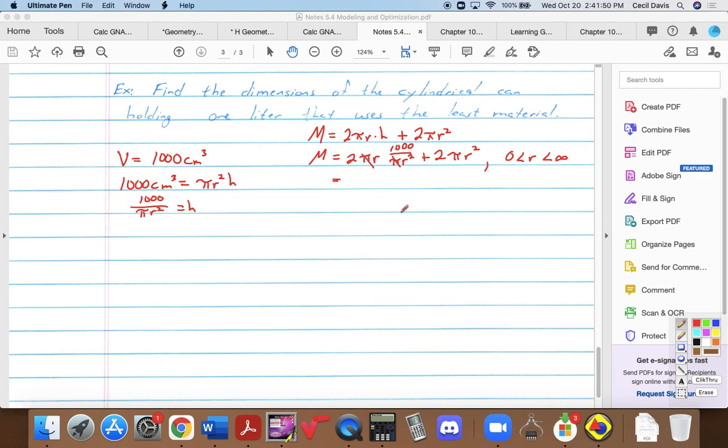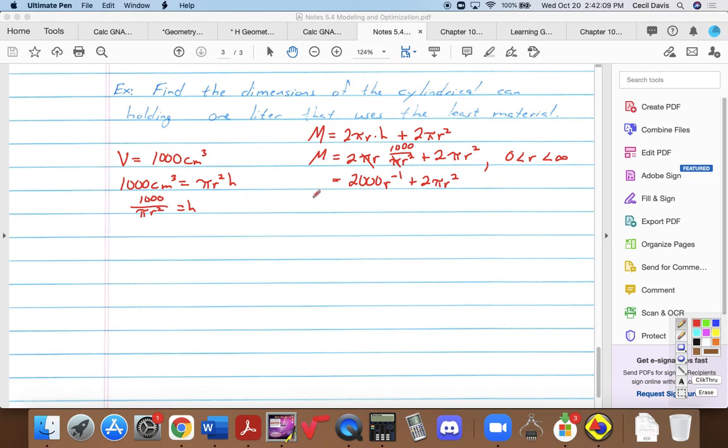Big circle. All right, so this would be 2,000 r to the negative 1. Did I do that right? Yeah. Plus 2 pi r squared.